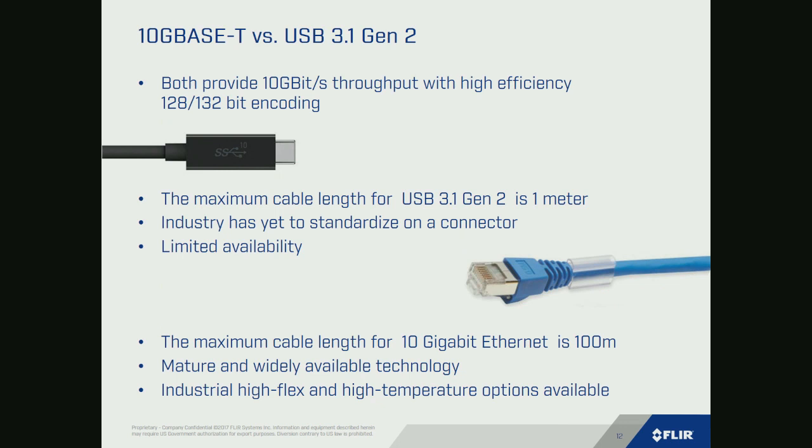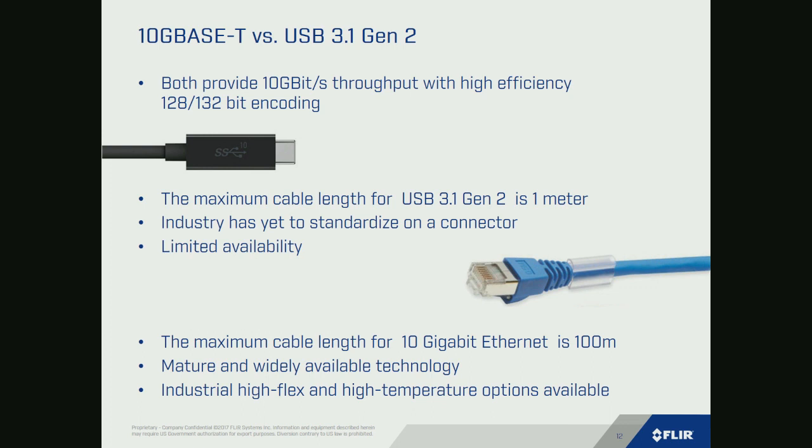I'll just take one quick second to compare 10 Gigabit Ethernet to USB 3.1 Gen 2. Because while they both have 10 gigabits a second of throughput, now that USB 3.1 Gen 2 has adopted a more efficient encoding than the older USB 3 and 3.1 Gen 1 that lost about 20% of its throughput in just the encoding overhead, they might have the same transfer rate, but USB 3.1 Gen 2 is not really ready for prime time yet.